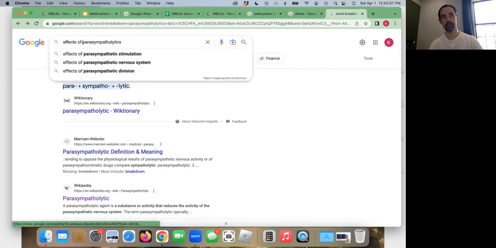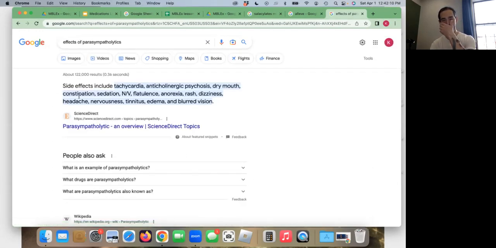Effects of parasympatholytics. We don't need to go into this too much. So one of the effects is tachycardia, so that's faster heart rate. If parasympathetic is safety and digestion and rest, then that would imply a slower heart rate, bradycardia, right? So if you block the parasympathetic response, it can lead to elevated heart rate, tachycardia, and anticholinergic psychosis. I'm just going to call that panic or anxiety.